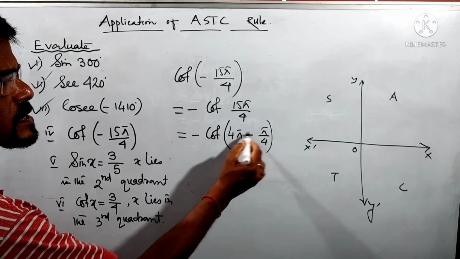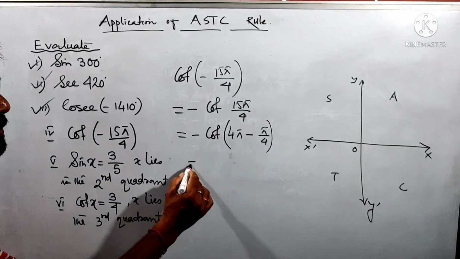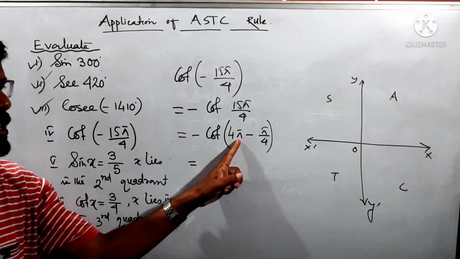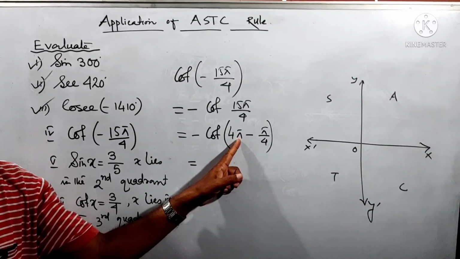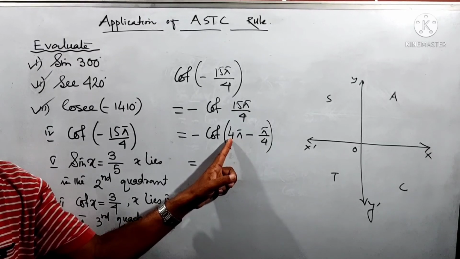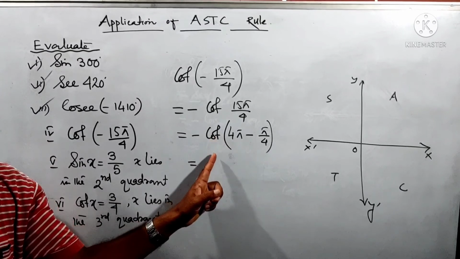4 4s are 16, 16 pi minus pi, this is 15 pi by 4. Now you know pi means 180 degree, ultimately 2 into 90 degree. So 2 into 4, it becomes 8 into 90 degree. Again 8 is an even number. Since it is an even number, that's why the ratio remains same.